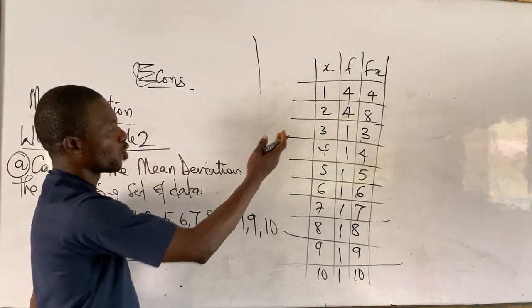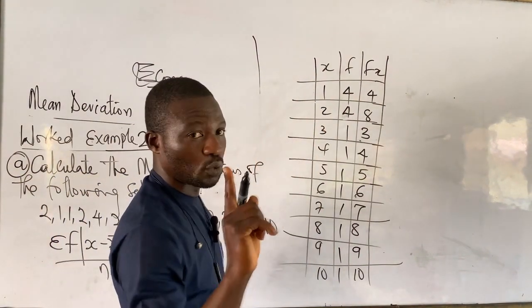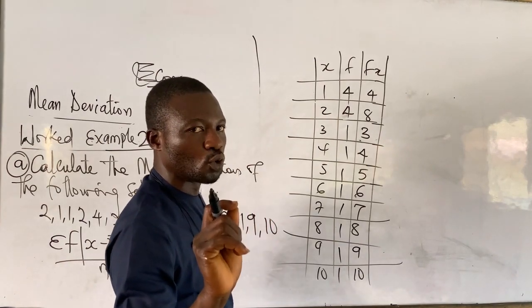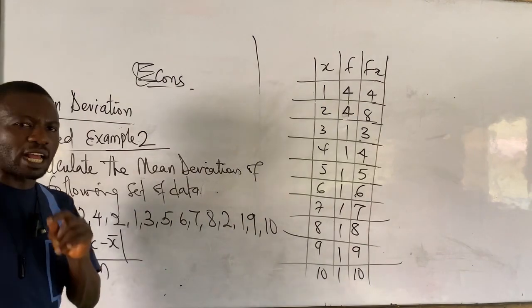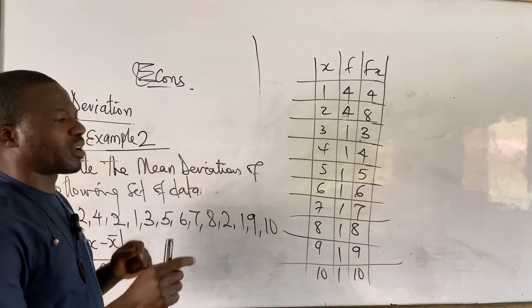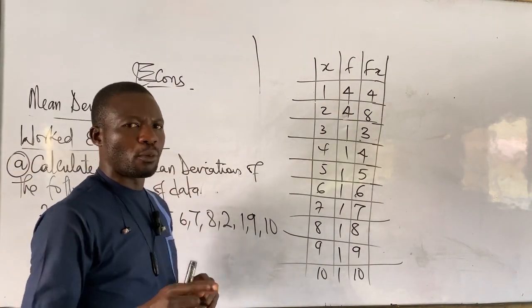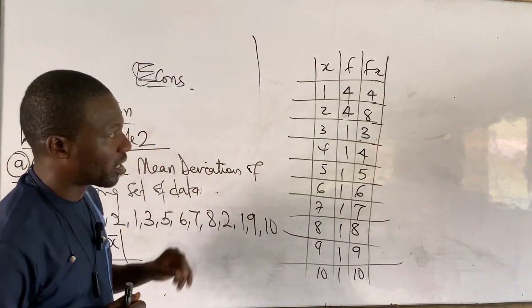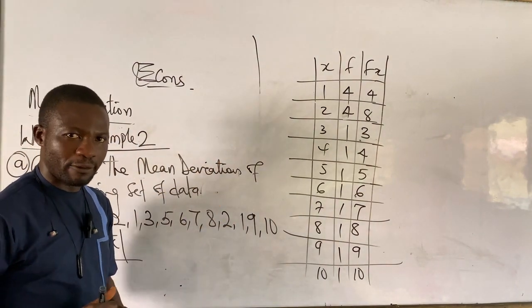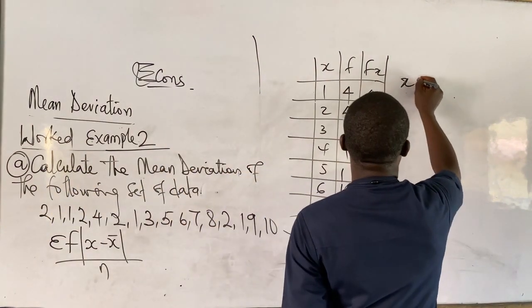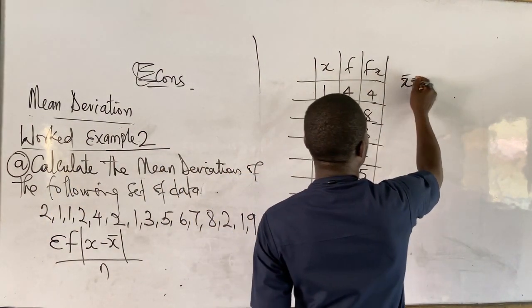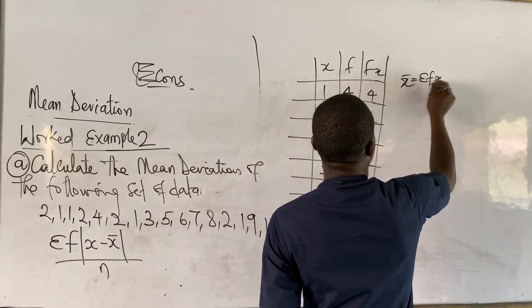After formulating the column of fx, there's something we need to do also. We need to know the mean. If you remember from the meaning of mean deviation I gave you, I said we are going to calculate the mean deviation from the mean value. So definitely we must bring out the mean value. What is the formula for the mean value? The formula for the mean value, which is our x bar, is summation fx all over n.